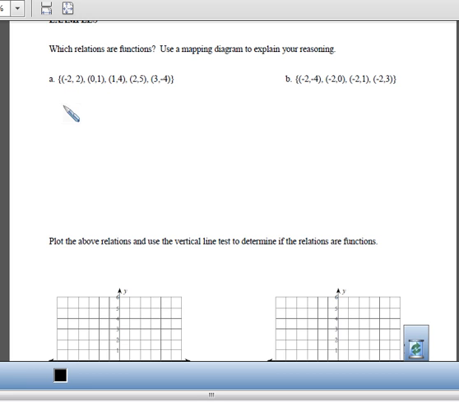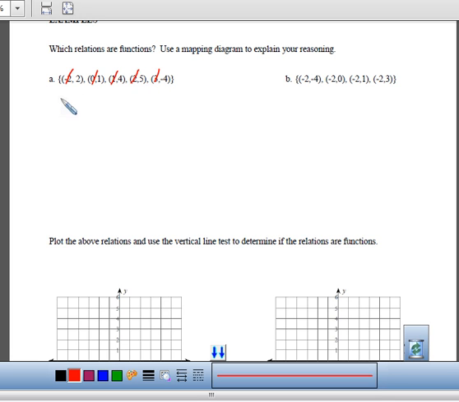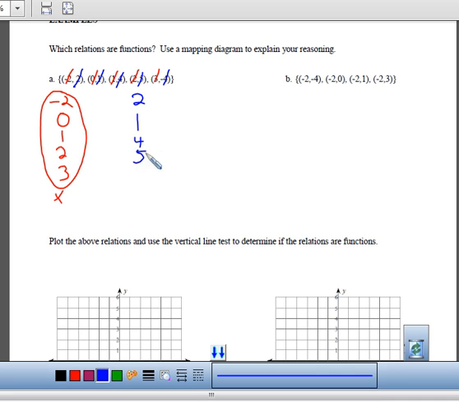Okay, I'm going to help you with this first one. So, first thing I'm going to do is write all my inputs, or x values. So I've got -2, 0, 1, 2, and 3. And I like to put a big oval around it and put an X or input here. Now I'm going to list all my y values or outputs. So I've got 2, 1, 4, 5, -4, and put a big loop around it and Y.